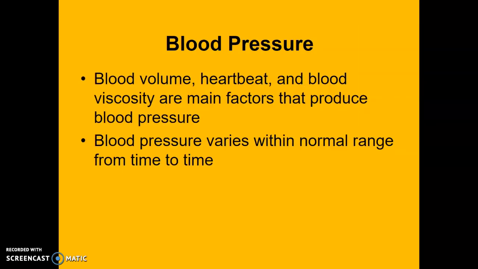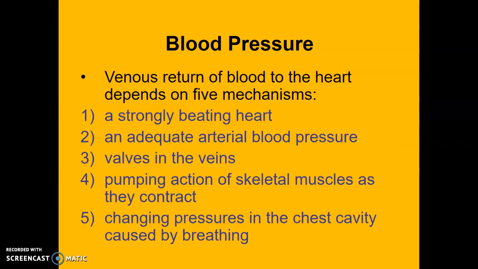Blood pressure is generated by blood volume, how much blood you have. It includes hydration levels, heartbeat, how fast your heart's beating, and blood viscosity, which is a main factor, mainly affected by protein levels and water again. These are the main factors that produce blood pressure. Remember, viscosity means thickness. Blood pressure is going to vary from time to time throughout the day. Your blood pressure will be low when you wake up in the morning, and it peaks at about 1 or 2 in the afternoon. Venous return to the heart depends on 5 things.